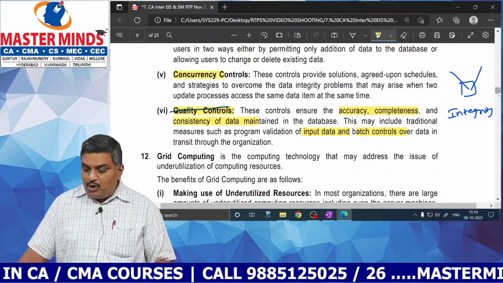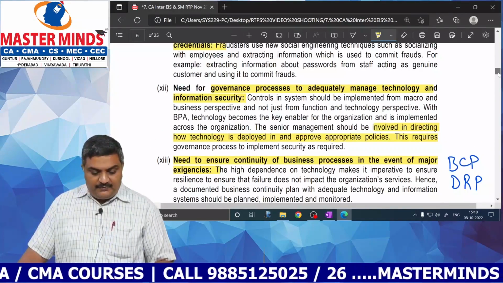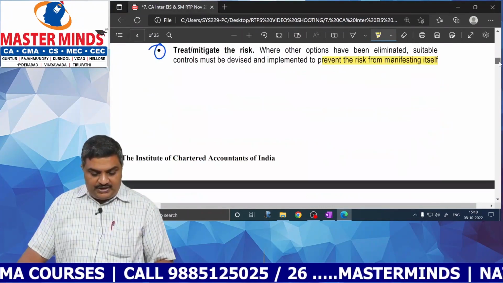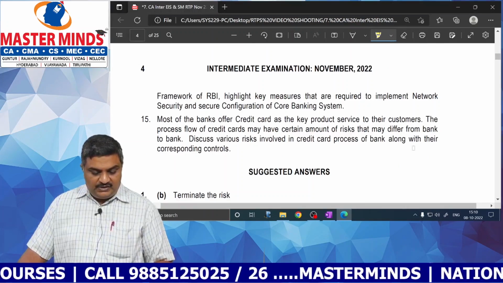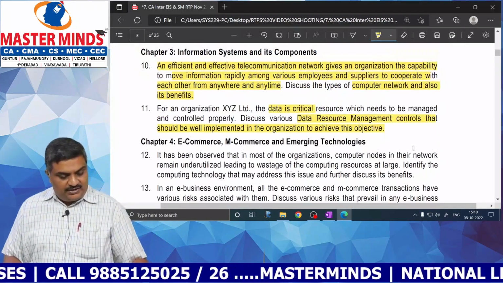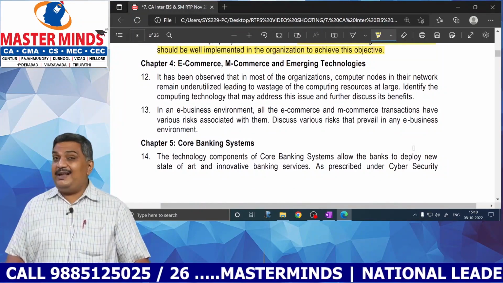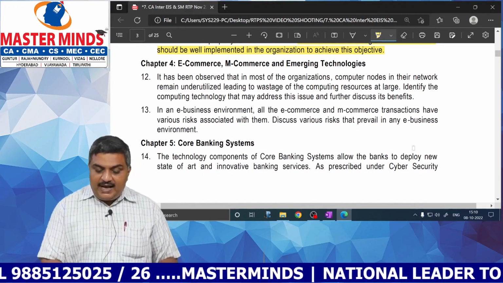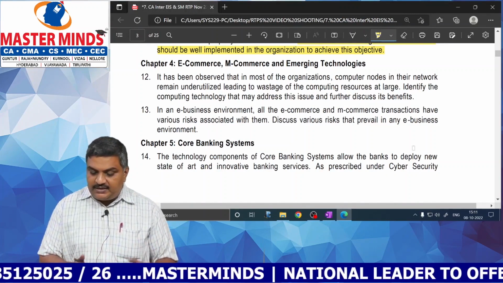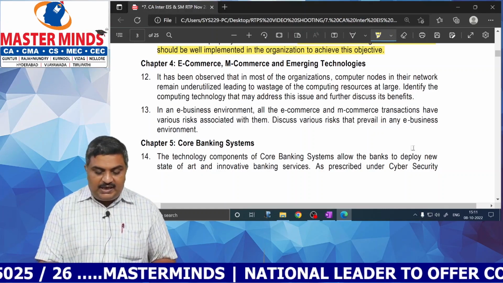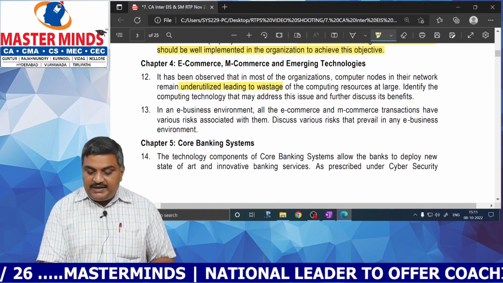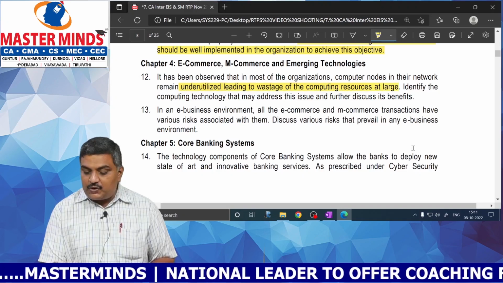And now let us move on to the next question from the Emerging Technologies chapter. Yes. What is the question here? E-commerce or M-commerce and emerging technologies. It has been observed that in most of the organizations, computer nodes in their network remain underutilized, leading to wastage of the computing resources at large.